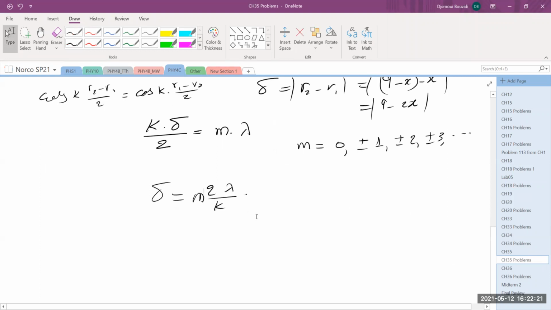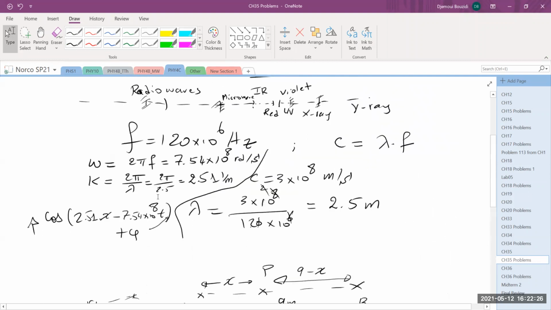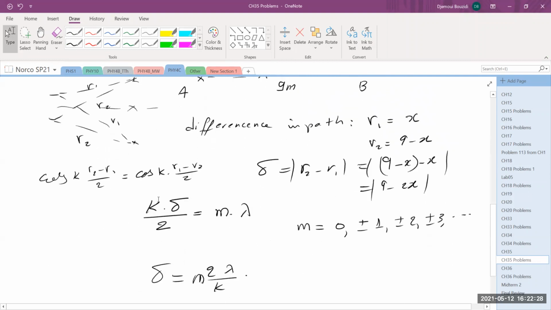But I just know what the ratio of lambda over k is from this condition. Do I have lambda over k? Okay. Wait a minute. Oh, no. This is already taken care of. I'm sorry, there is a problem in my analysis here. It's not m lambda. Delta itself has to be m lambda.